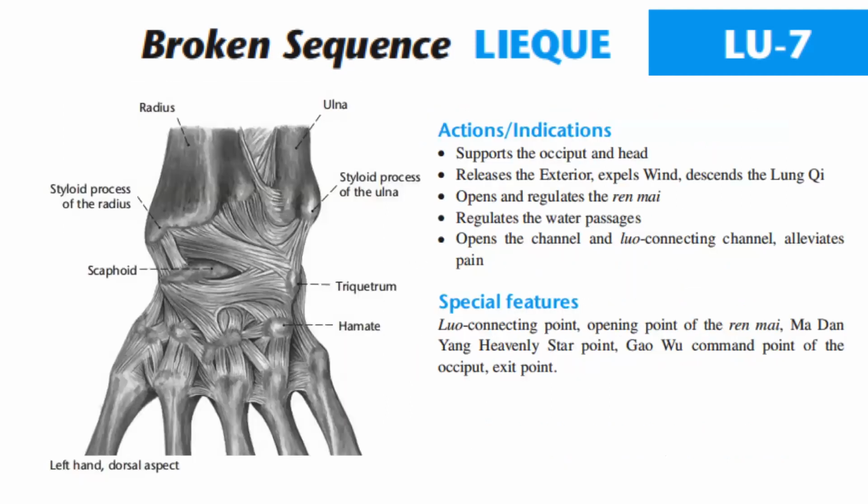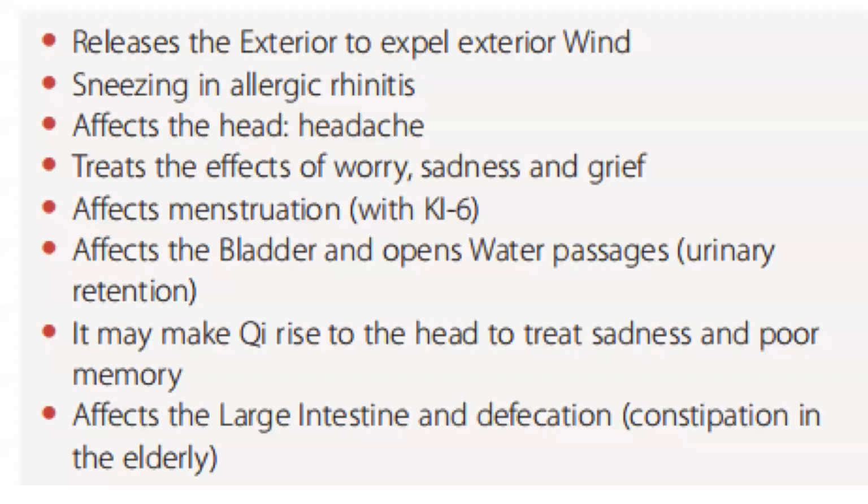Actions and indications: supports the occiput and head, releases the exterior, expels wind, descends lung qi, opens and regulates the renmai, regulates the water passages, opens the channel and luo connecting channel, alleviates pain. Special features: luo connecting point, opening point of the renmai, Ma Dan Yang heavenly star point, Gao Wu command point of the occiput, exit point. Lung 7 releases the exterior to expel exterior wind.